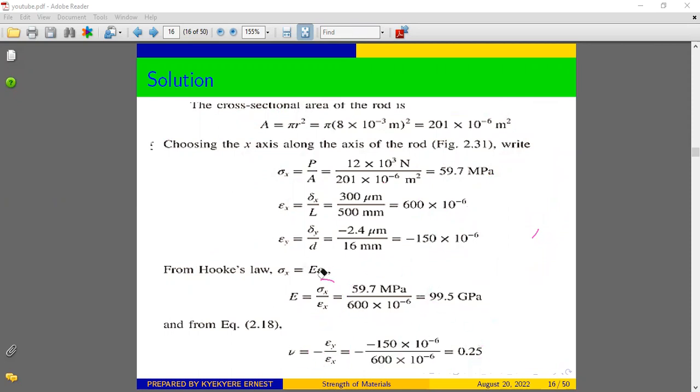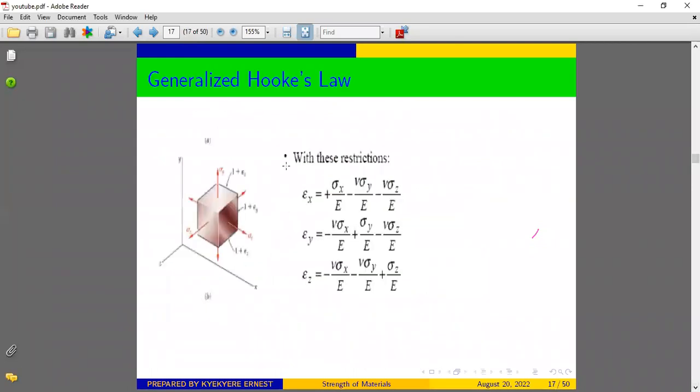So let us go to our next page and also look at the generalized Hooke's law. We know that up to the proportional limit, when we do the tensile testing, the stress is proportional to the strain. And from here, we can say that the strain is equivalent to the stress over the modulus of elasticity.